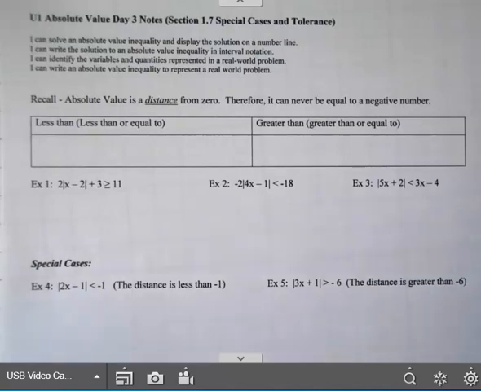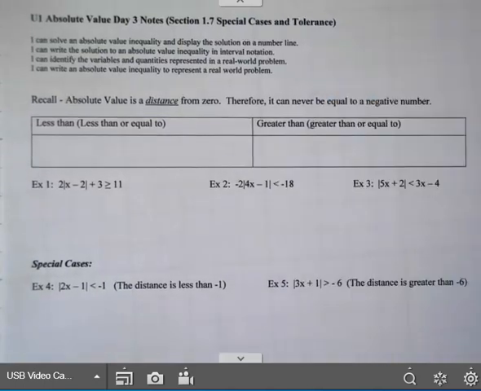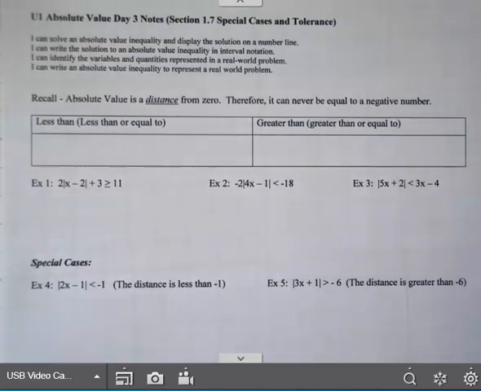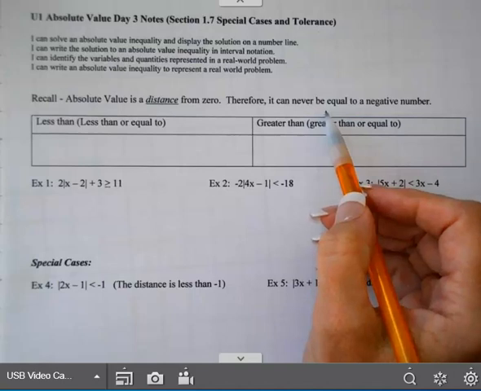In this lesson, we're going to look at some special cases with absolute value inequalities, as well as word problems. And the specific type of word problems we're going to look at are tolerance. Recall the absolute value is the distance from 0, so it can never equal a negative number.